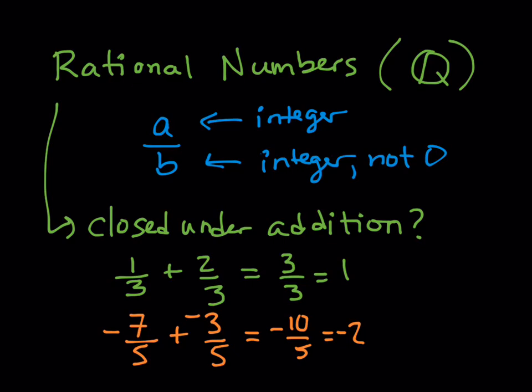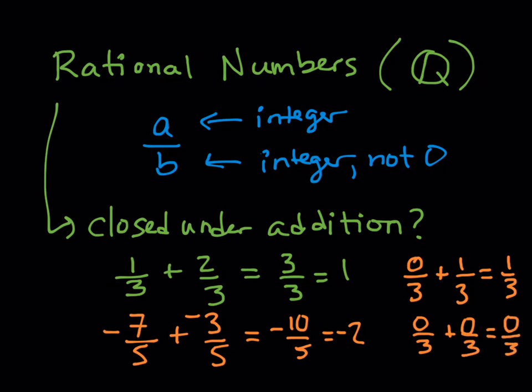Now I know the denominator can't be 0, but what about the numerator? So let's say we try 0/3 plus 1/3. Okay, so that's just going to be 1/3. If we had 0/3 plus 0/3, that's 0/3 or 0, that's still rational. Right, so all of these examples so far seem like perhaps the rational numbers are closed under addition.